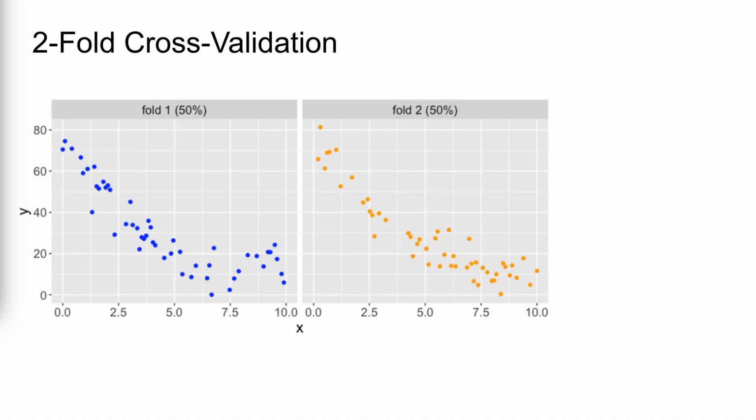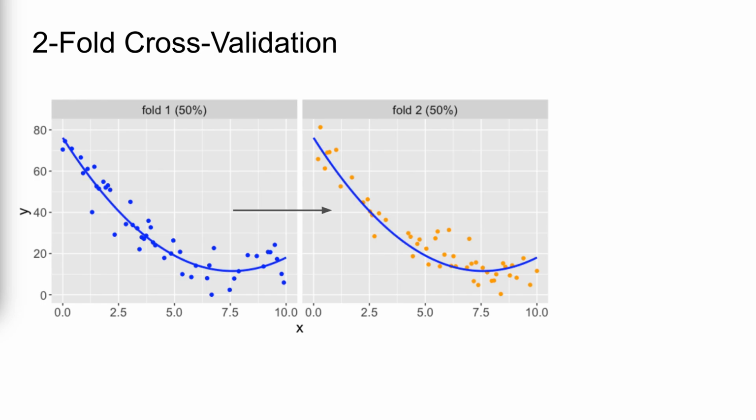In this sequel to the video on validation, we'll discuss k-fold cross-validation. Let's start with an example of two-fold cross-validation. In this case, we start by splitting the data into two folds of roughly equal size. Roughly 50% of the data is assigned to fold 1, and the other 50% to fold 2.